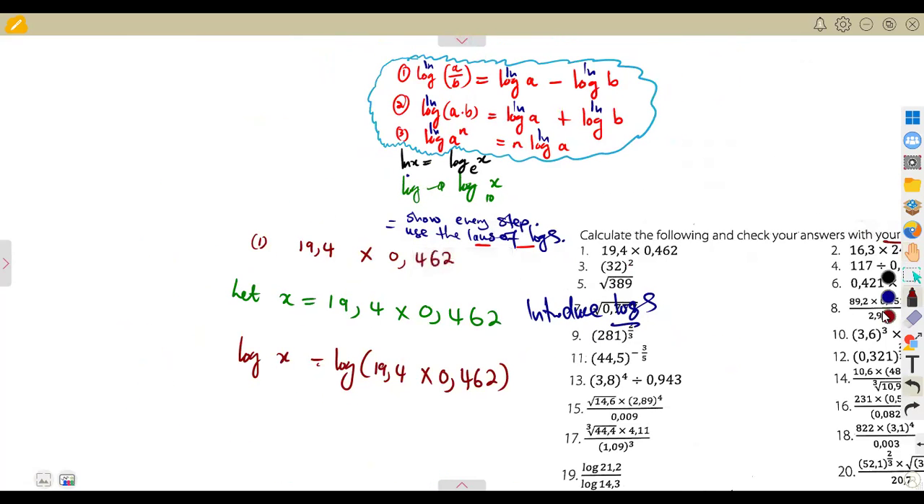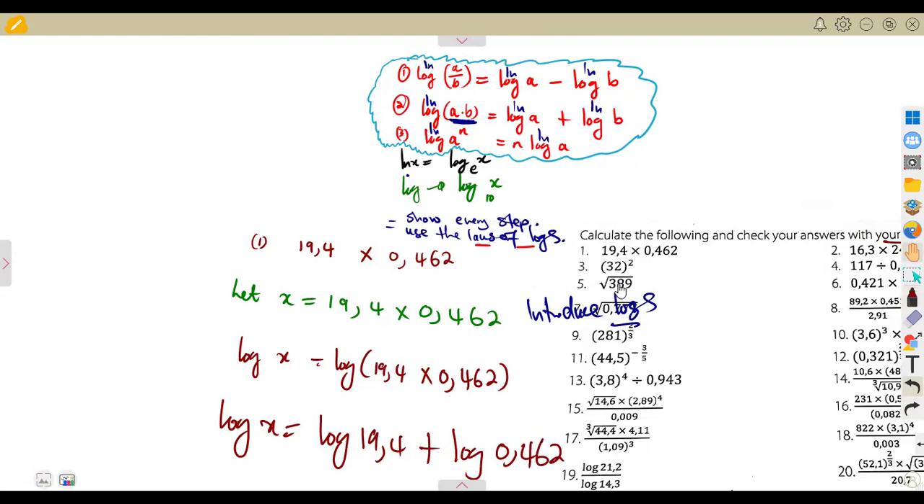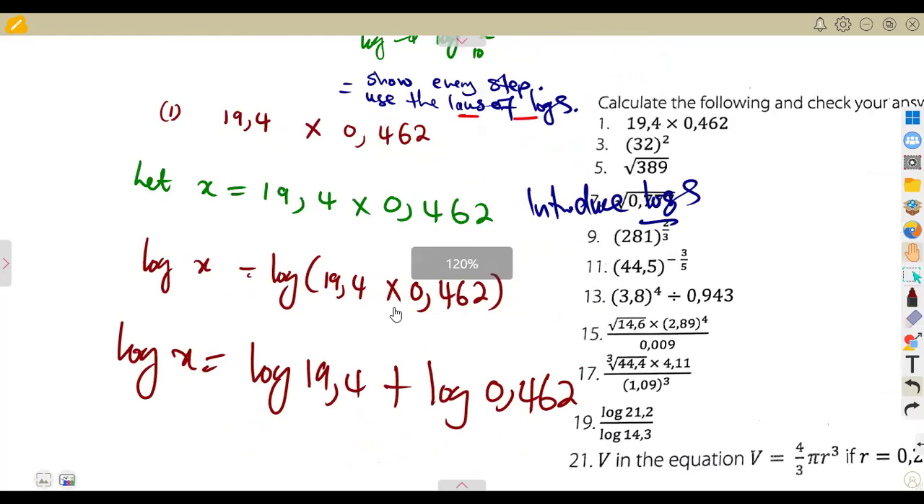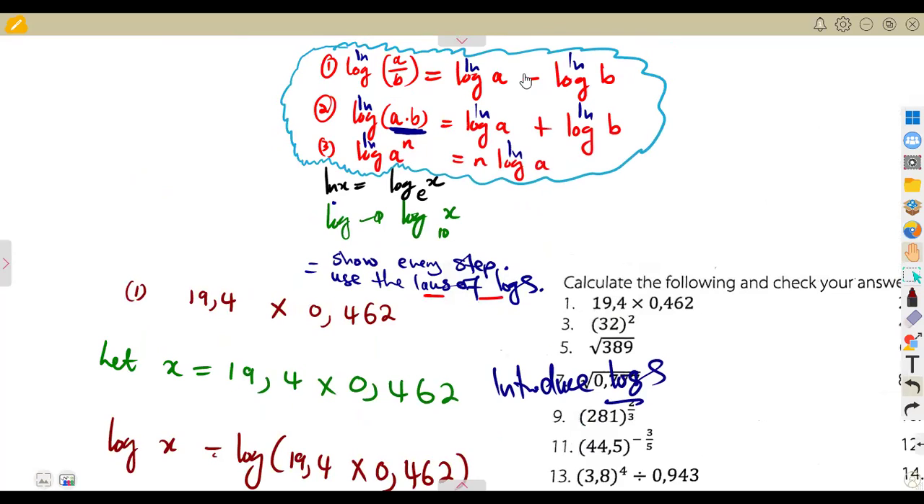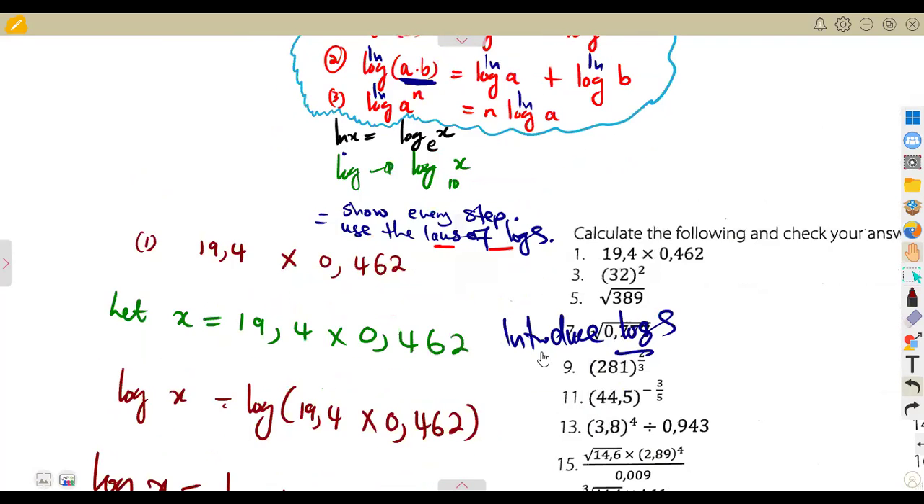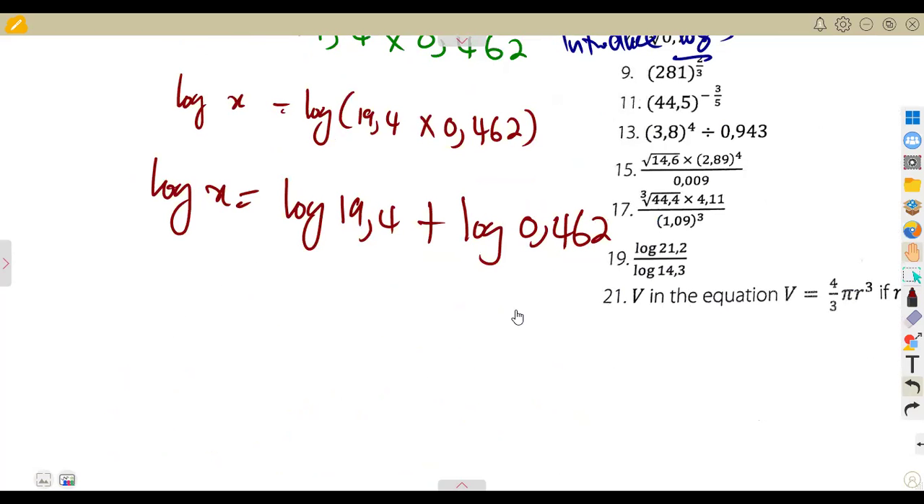From our laws, we saw that when it is a product of two numbers like what we are given here, the logarithms are added together. So that means we've got the logarithm of x, which is equal to the logarithm of 19,4 plus the logarithm of 0,462. So this is how you're going to separate. Is it a division? Is it multiplication? Is it an exponent? You separate this way what is on the right-hand side. So a product, you add the logarithms. That means you have the log of this plus the log of this.